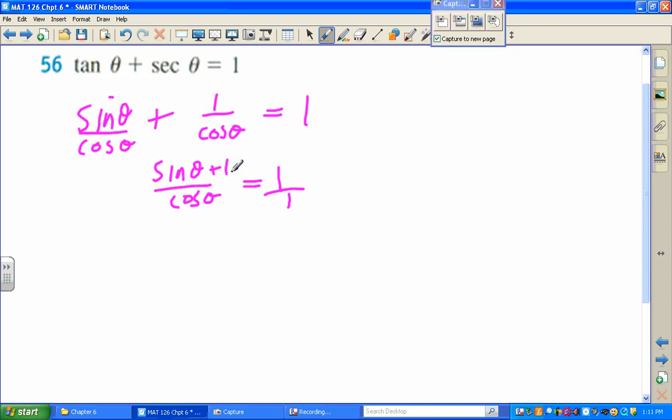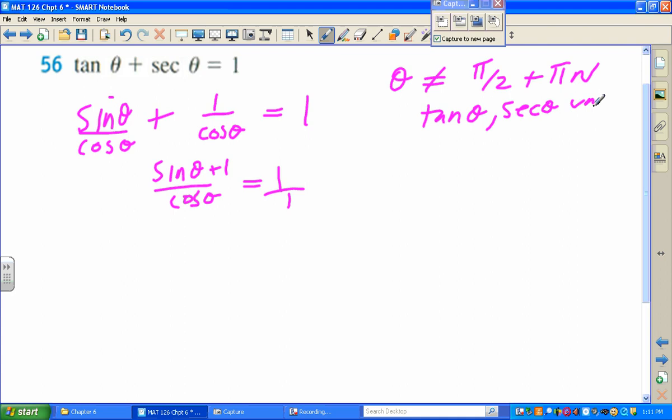There's just different ways. Okay, first of all, theta can't equal pi over 2 plus pi n, right? That's where tangent and secant are undefined. Yeah, that's where they're undefined. So we got that. We threw those out.